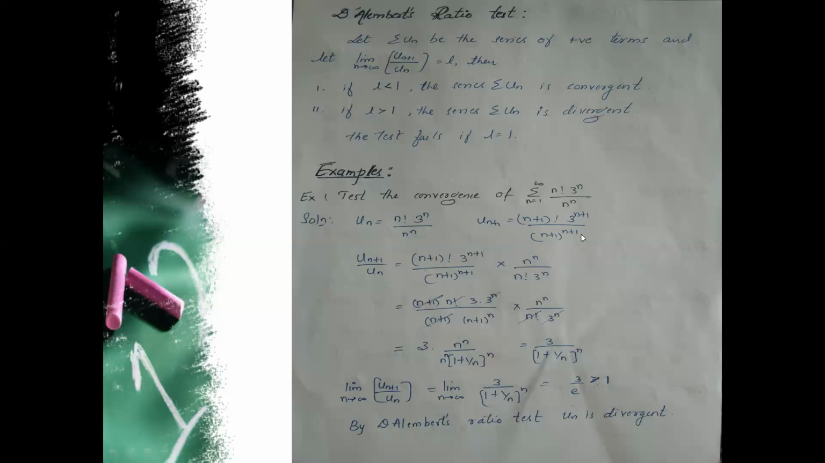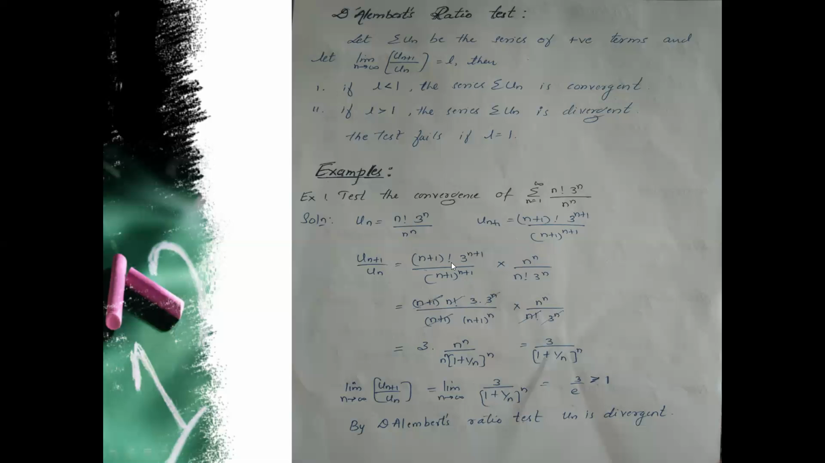again the power is also replaced by n plus 1. Now un plus 1 upon un is n plus 1 factorial 3 raised to n plus 1 divided by n plus 1 raised to n plus 1. Now we'll write the reciprocal of un and multiply here. Into we have n raised to n in the numerator, n factorial upon 3 raised to n. Now we want to cancel the terms. For that we'll simplify this.